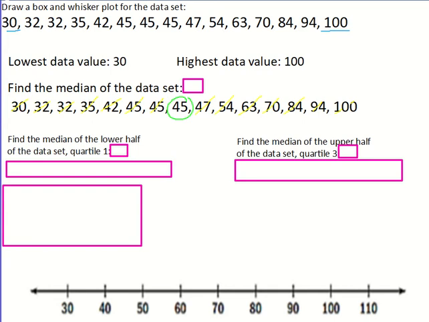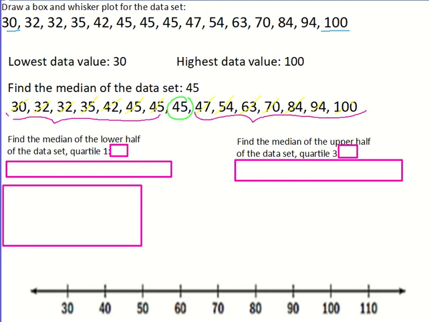Some examples will have 2 numbers in the middle. If you have 2 numbers in the middle, you would add them up and divide by 2. The median would be the average of the 2 middle numbers. But in this example, our median is 45. Notice how the median, this particular 45, splits our data set in half.